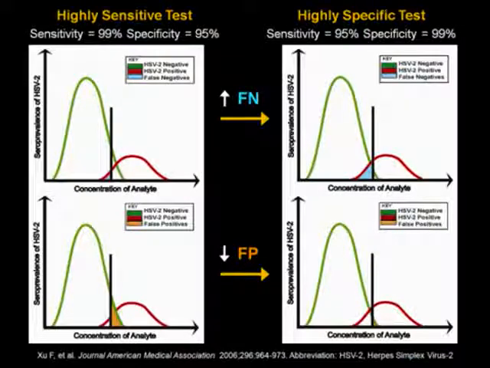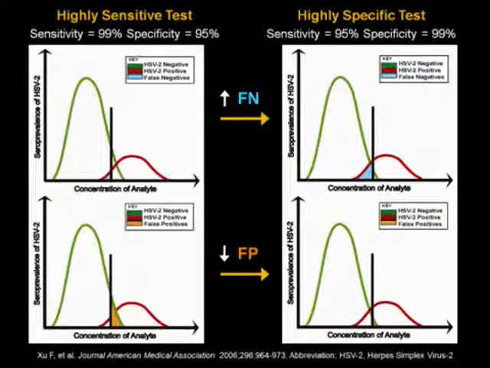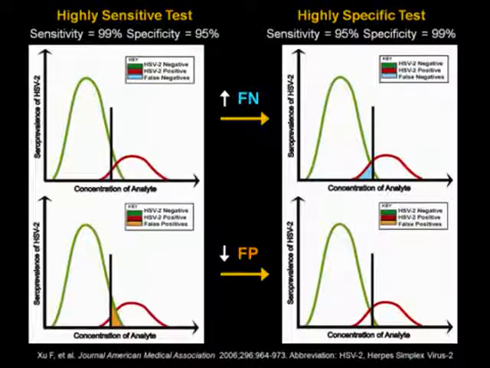We also see that shifting the black line from the 99% sensitivity, 95% specificity cutoff in the lower left graph to the 95% sensitivity, 99% specificity cutoff in the lower right graph produces a smaller orange area under the curve. This represents a decrease in false positive results. Clinically speaking, this could mean that HSV negative patients with analyte concentrations in the upper levels of the negative spectrum will be diagnosed as positive less often and properly diagnosed as HSV negative more often with a highly specific test.